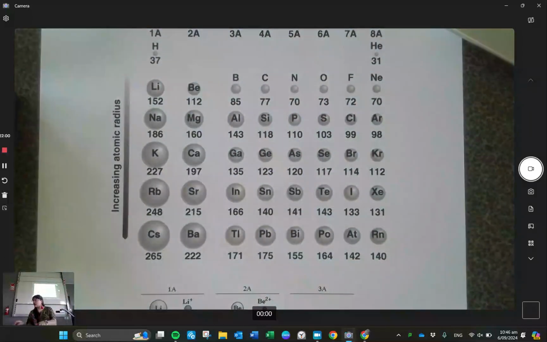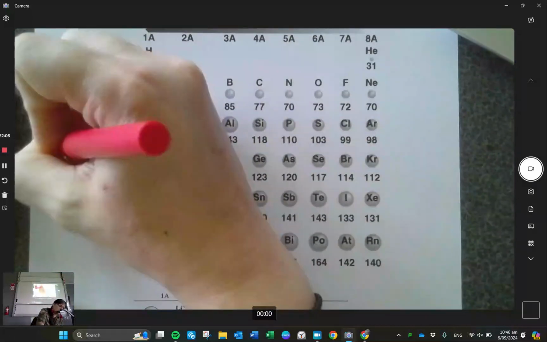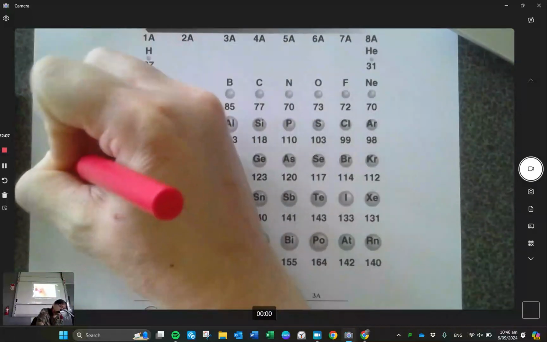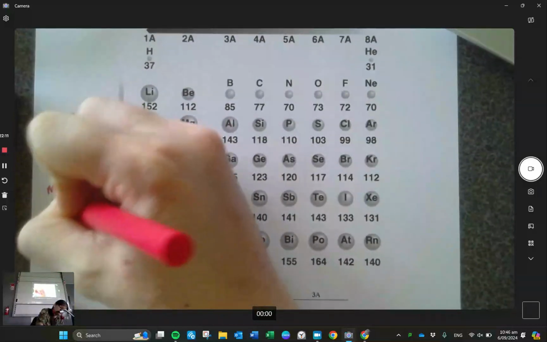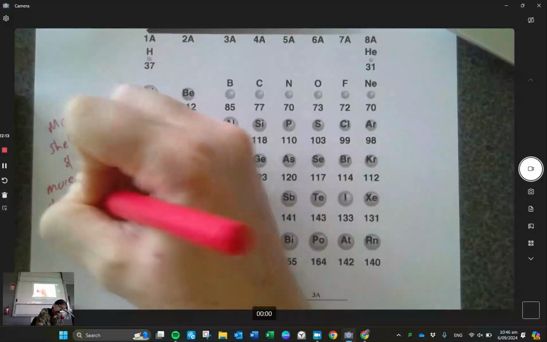I'm just trying to find a color I didn't use yet. More shells and more shielding effect. So these are getting larger.